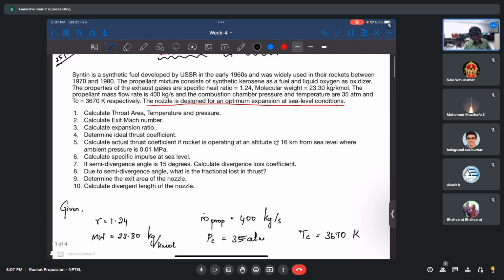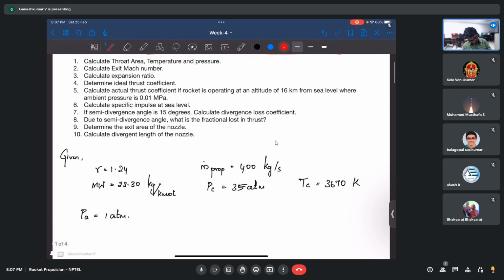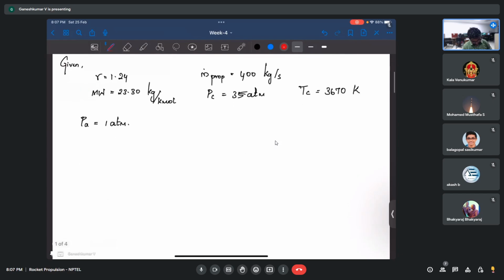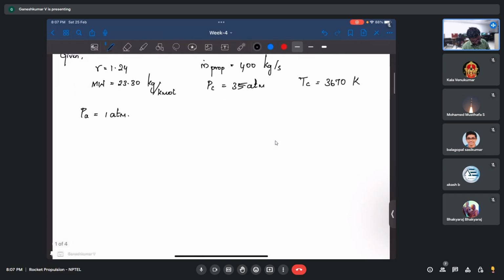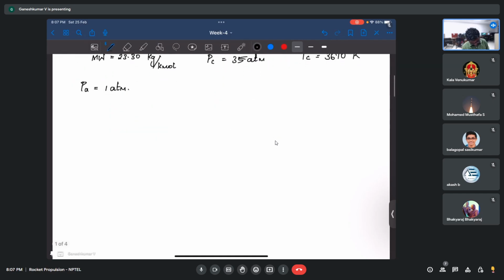Having understood that, we need to find the area and the temperature and pressure at the throat. I saw some questions asking for the throat area, temperature and pressure. Usually people are not much interested in pressure and temperature at the throat, because the only thing you are interested in is the Mach number at the throat. So let's solve it. We need to calculate throat area, throat temperature, and then throat pressure. So how do we calculate it? Does anyone have any idea?